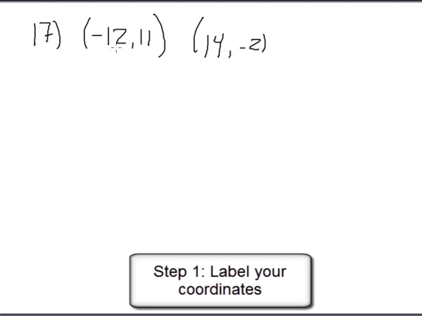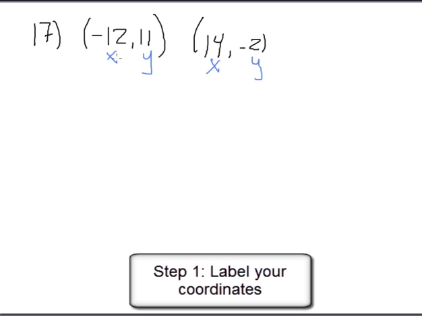Alright, so this is for question 17. It's asking you to find the slope of the line through each pair of points. The pair of points for number 17 is (-12, 11) and (14, -2). Your first coordinate is always the x coordinate, and so is this one here. This will be your x coordinate. And your second coordinate is going to be your y. So this here is going to be a y.